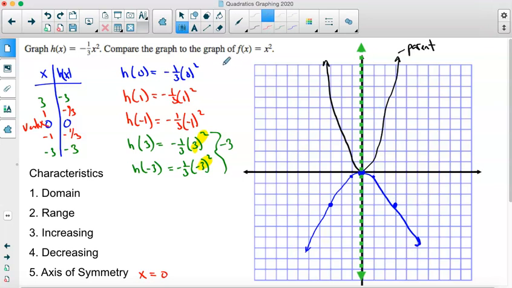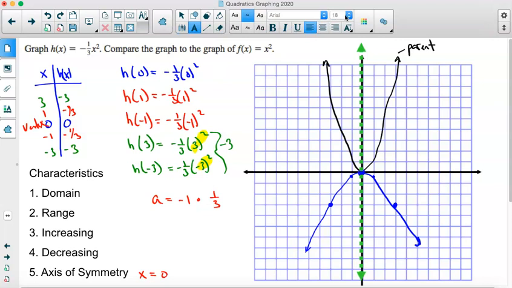So now, what's our a value? Our a value is negative 1/3. I'm going to write this as negative 1 times 1/3. So we have the negative 1 here. So what kind of transformation is that? I'm going to type this one in. This piece here is a reflection over the x-axis.